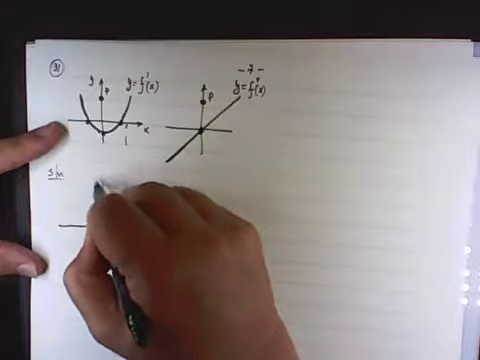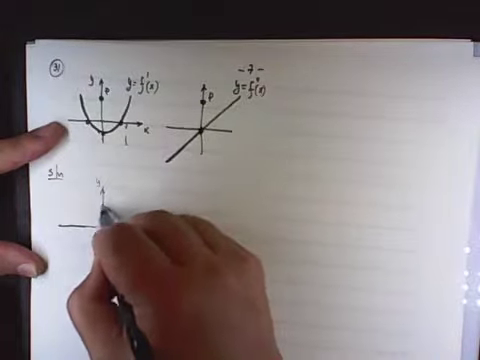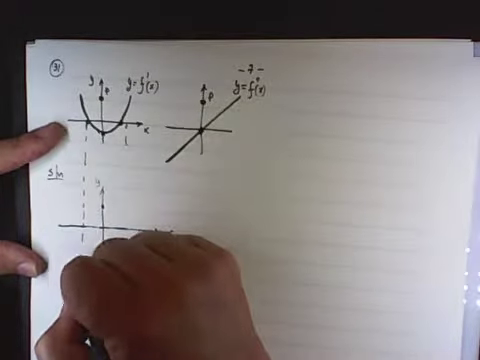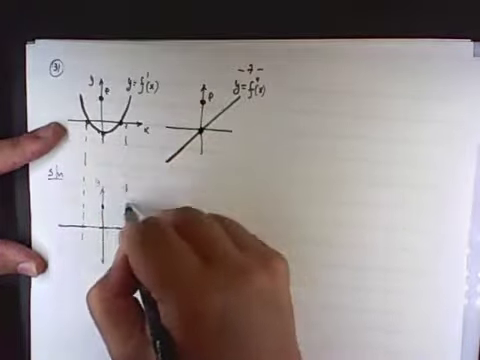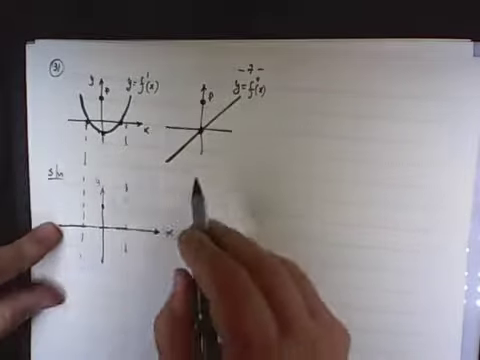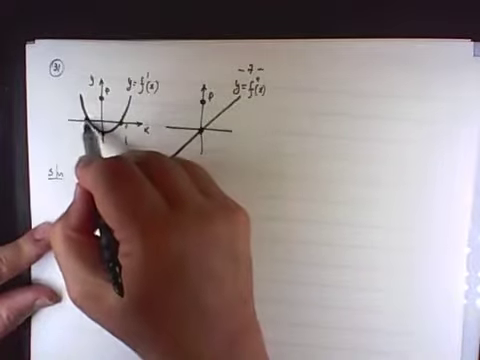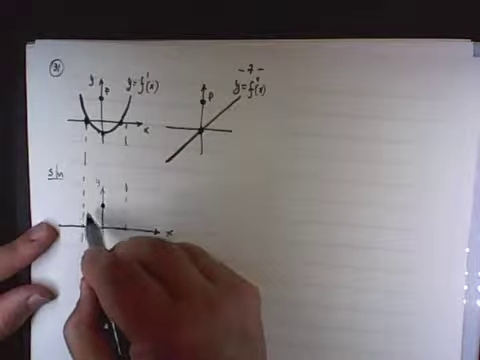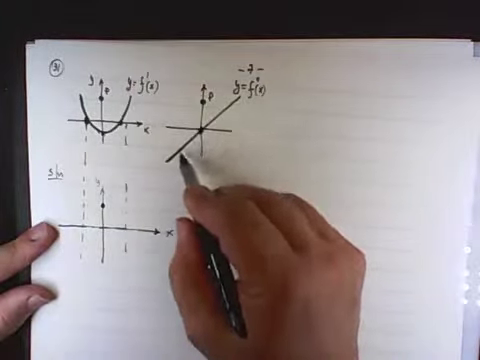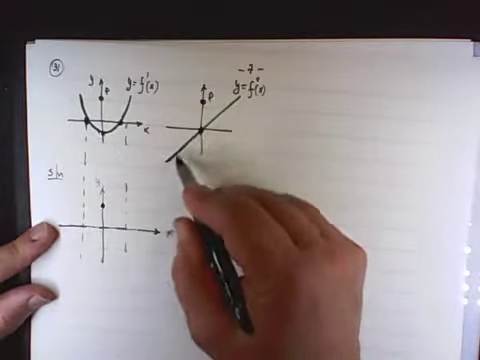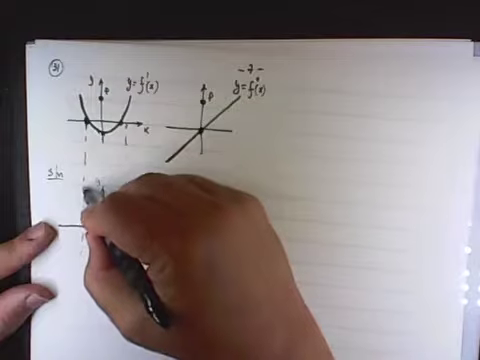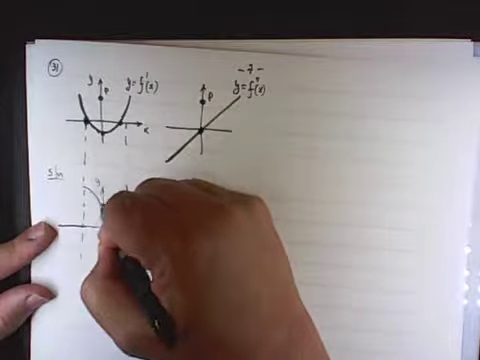This is still P. This is where the derivative equals 0. So we're going to say that we have a maximum right here, right? And the second derivative is negative, so the function is concave down. So we go like this.